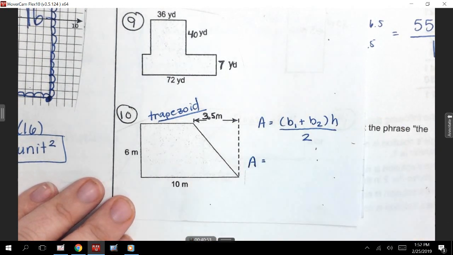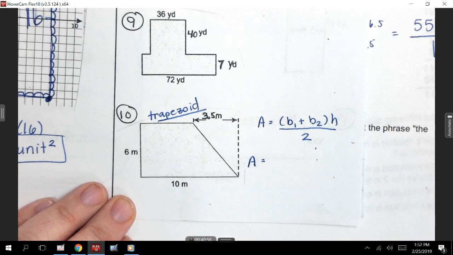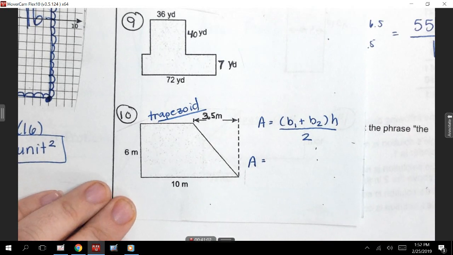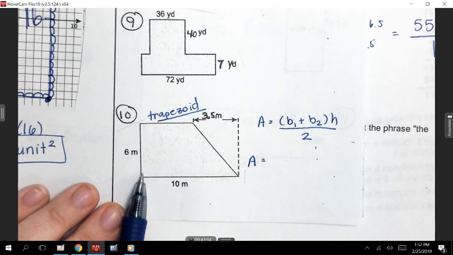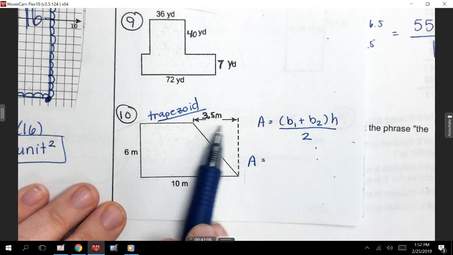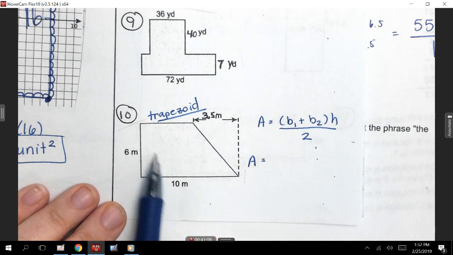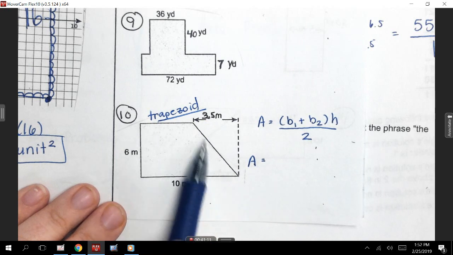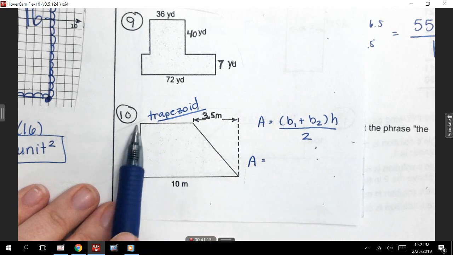So, A equals. Now, this one's a little tricky. What are my 2 bases going to be? 3.5 and 10. Okay, so I see where we got 10. 10 is right here. And I see where you got 3.5, but is that actually on the shape? No. So I need to find this piece that's on the shape.